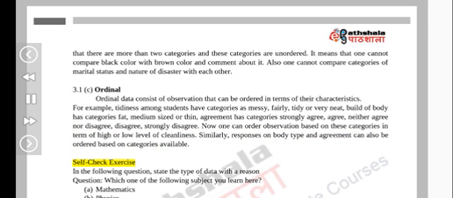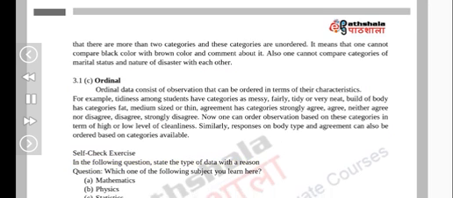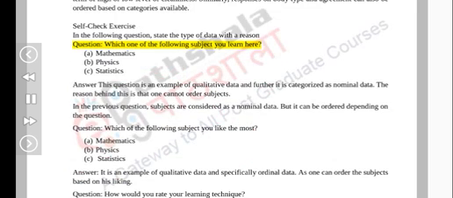Self-check exercise. In the following question, state the type of data with a reason. Question. Which one of the following subject you learn here? A. Mathematics. B. Physics. C. Statistics. Answer. This question is an example of qualitative data, and further it is categorized as nominal data. The reason behind this is that one cannot order subjects. In the previous question, subjects are considered as nominal data.